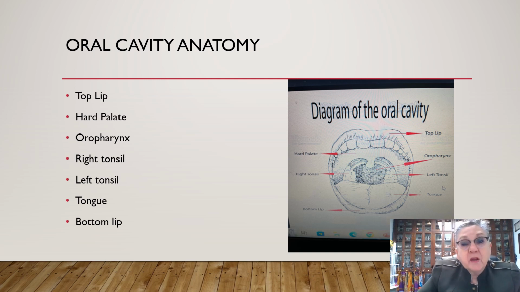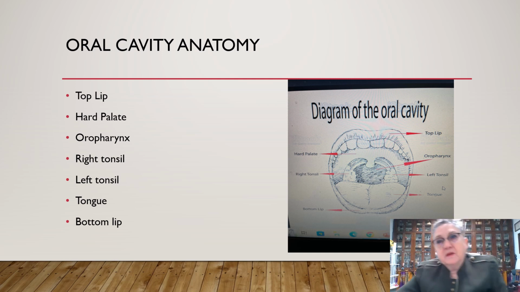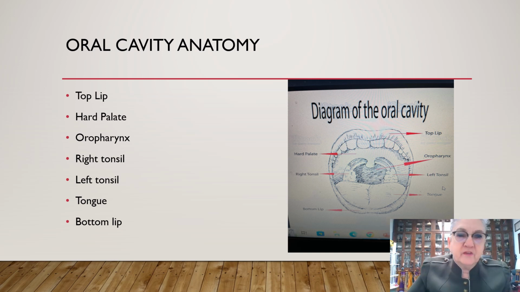The next part I want to cover is the oral cavity, because the oral cavity is important for us during sleep, including obstruction to the airway. So again, be familiar with these different items that are listed. And I also included a quick diagram of a normal oral cavity. We'll be talking later on about abnormal cavity, how it can affect sleep.